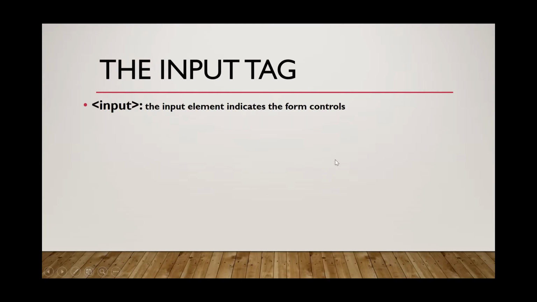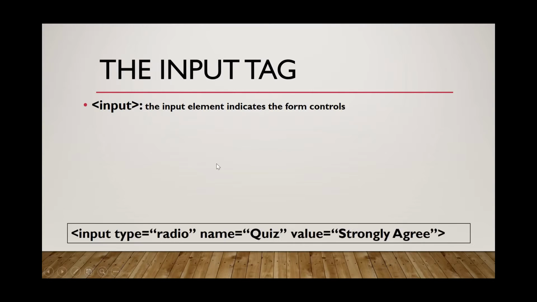The input tag actually indicates the form control of that element. So there are a couple different types of form control that we have. We already talked about text inputs, password inputs, radio buttons, checkboxes, and let's go ahead and go through that. So here's the basic syntax of an input tag. We have the type attribute, the name attribute, and the value attribute. Let's go through those individually now.